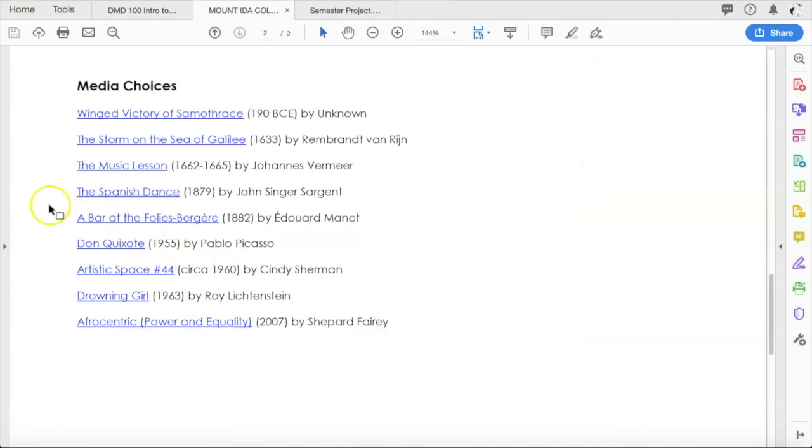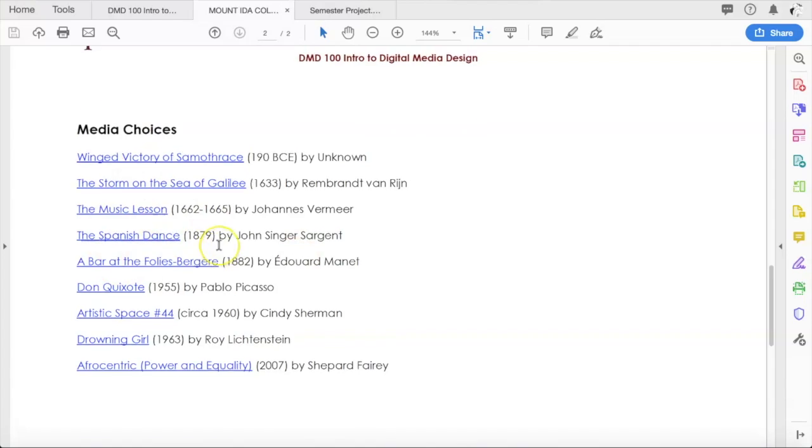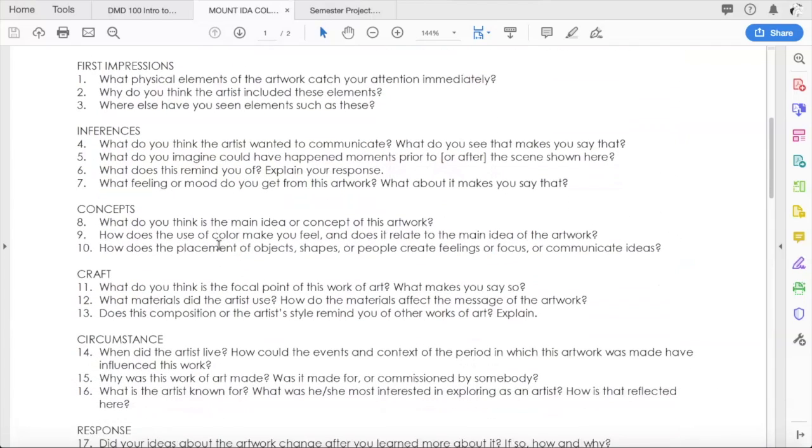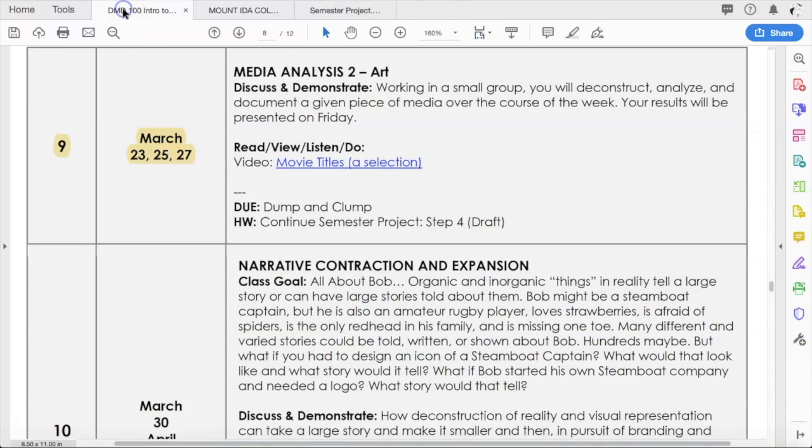Okay, so those are your choices. You only have to pick one of them, whichever one you really like best. Spend some time really looking at it, thinking about it, do some research on it. Feel free to do a little bit of background research on the artists as well as the piece itself, and then get into answering the questions. Okay, so that is it for the media analysis for the week.